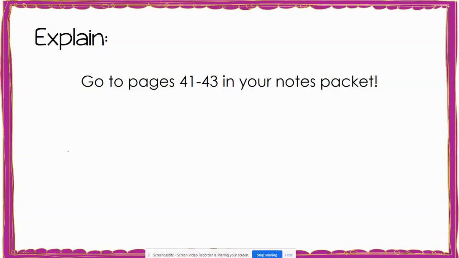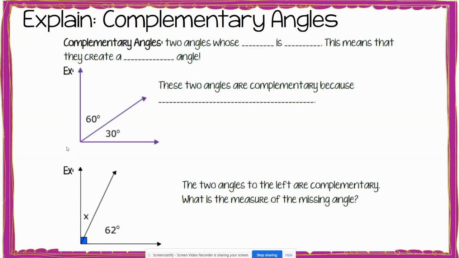You should be on page 41 in your notes packet. Today we're going to learn how to identify angle relationships. We're going to start with complementary angles.